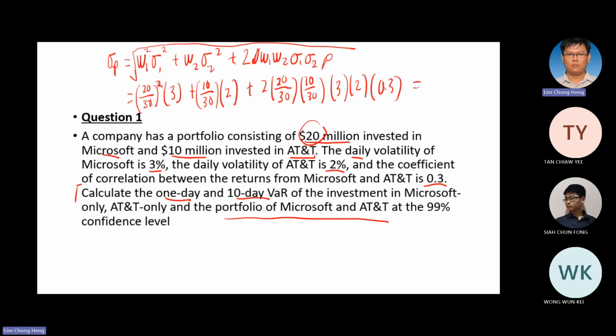Then you can get the answer. You need to take the square root, then you can get the answer. Remember, you need to be familiar with your calculator. Don't be like yesterday.